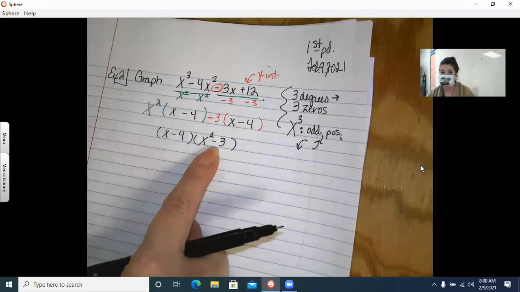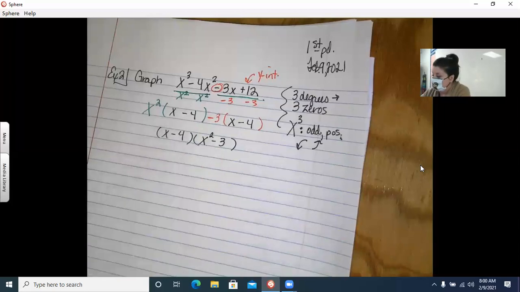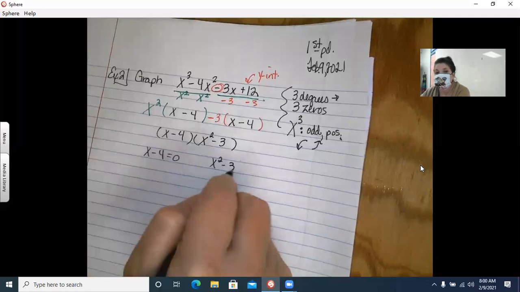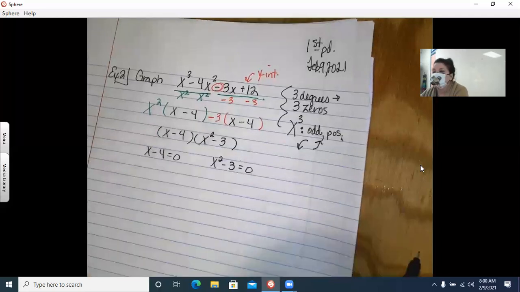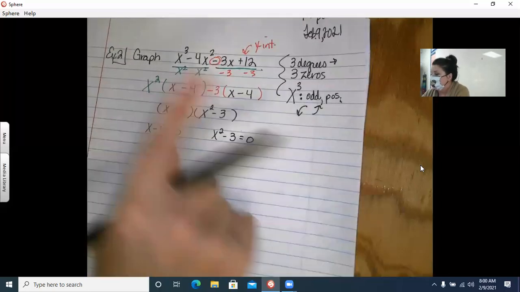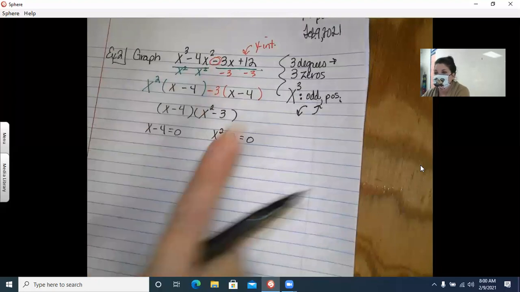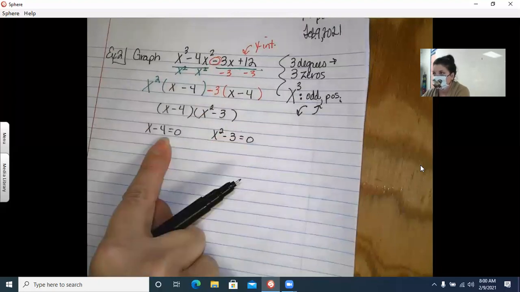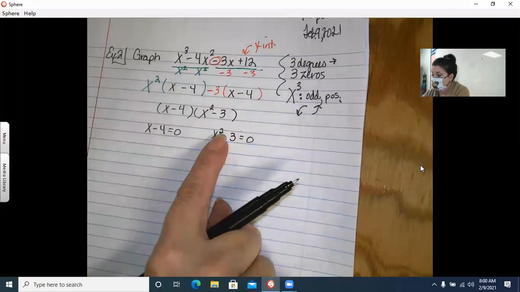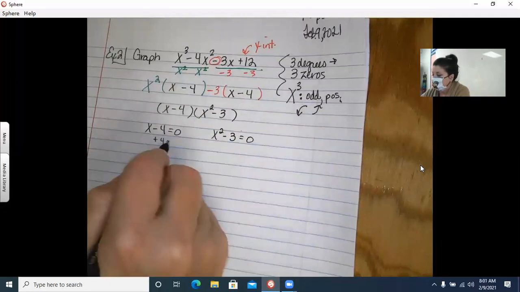Okay, so we're ready to do that. So x minus 4, set it equal to 0. X squared minus 3, set it equal to 0. How many solutions are we supposed to get for this problem? 3, because there's 3 degrees, right? How many are we going to get from x minus 4? 1, because x is to the first degree. How many are we going to get from x squared minus 3? 2, because x's highest degree is 2, right? All right. So one of my solutions is positive 4.